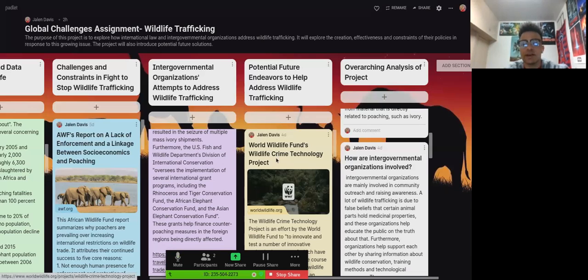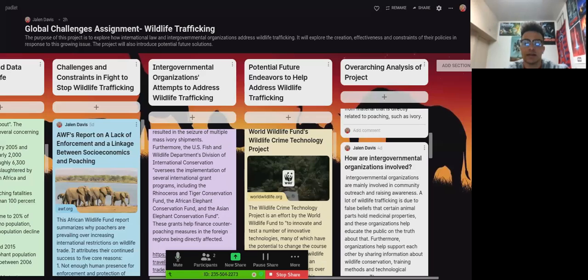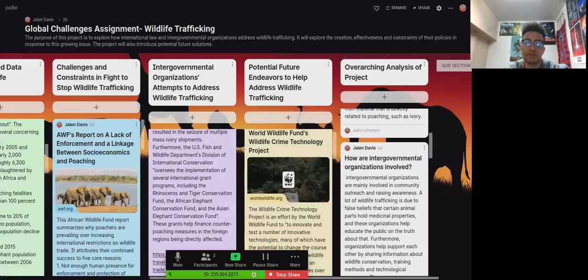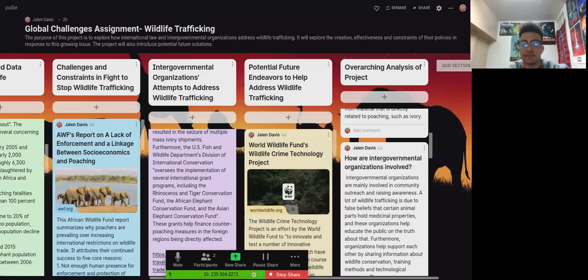And the last section I included was the potential future endeavors. Essentially, broken down to two sections, there are two different projects or ideas that could help curb poaching in the future. The first one is the World Wildlife Fund's Wildlife Crime Technology Project. This is actually funded by Google because after research showed that illegal trade is a $10 billion industry, something needs to be done about it.